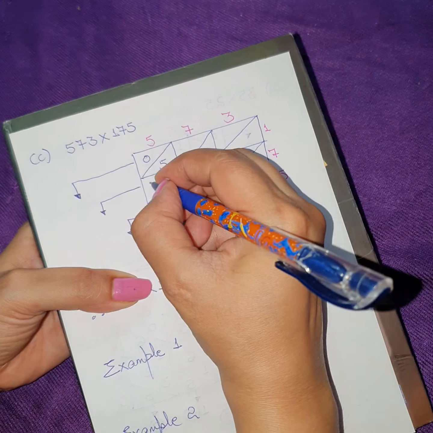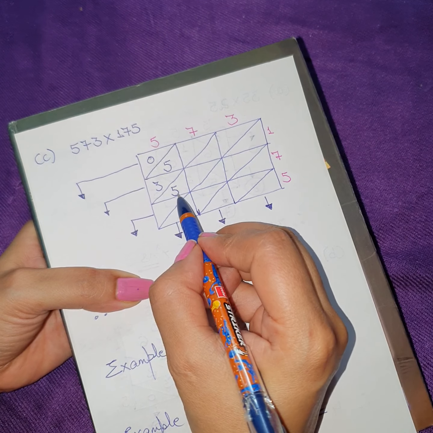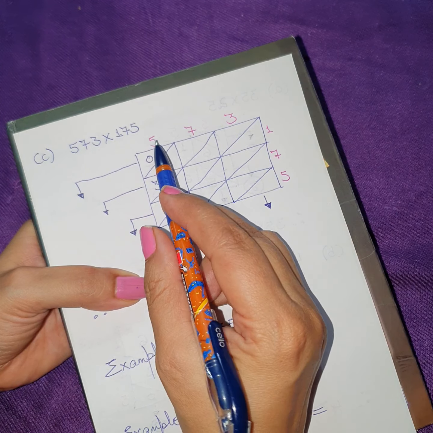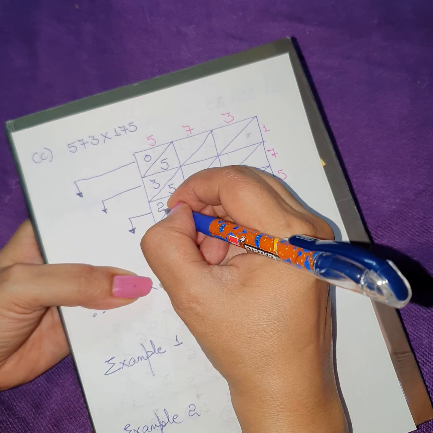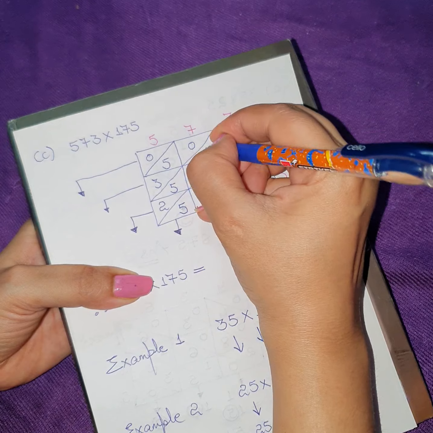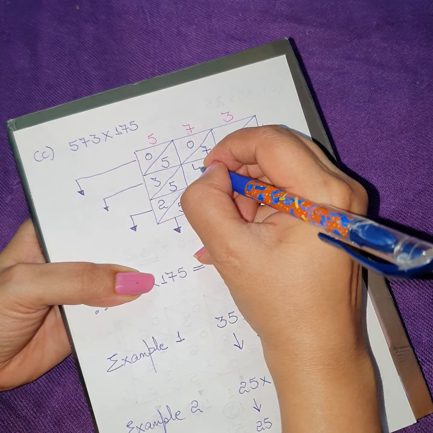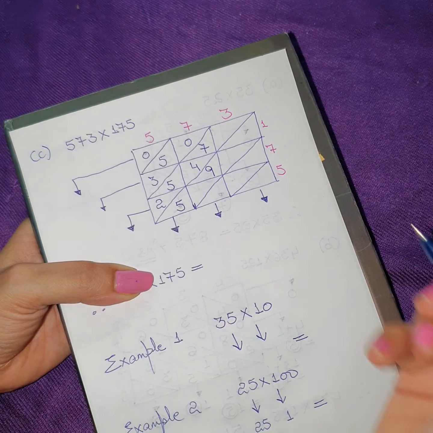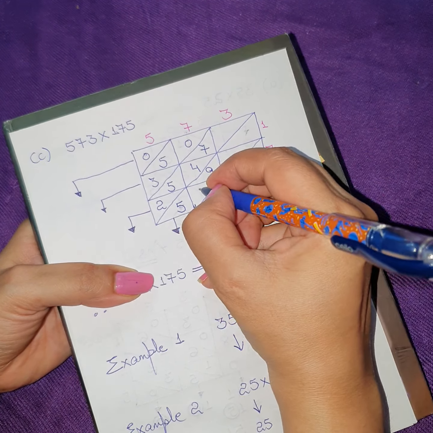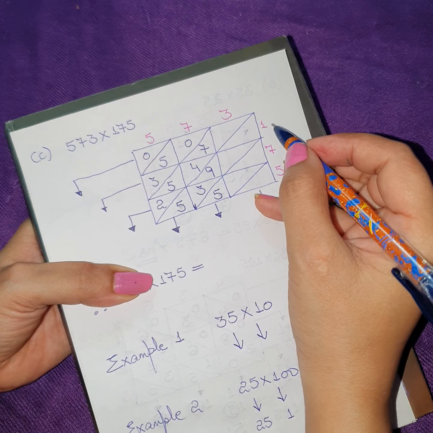Then 5 into 7, 35, 5 7s are 35. So 3 above the slanting line and 5 below the slanting line. 5 into 5, 25. So like this I will write 25. 7 into 1, 7. So like this 0, 7 I will write. 7 into 7, 49. So like this I will write 4 above, 9 below. Then 7 into 5, 35. 3 above, 5 below.